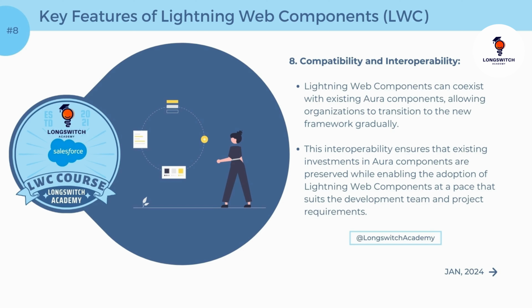This isn't just a technical thing, it's a smart strategy. Organizations can decide how fast or slow they want to move to Lightning Web Components. It's like having a personalized roadmap, letting them adopt the new features without disrupting ongoing projects. For Longswitch and other companies, this approach becomes a key part of their Salesforce plans. They can make the shift at their own pace, keeping things running smoothly without losing what they've already built. So, the mix of Lightning Web Components with existing Aura components becomes a smart way for organizations to smoothly move towards the future of Salesforce development.